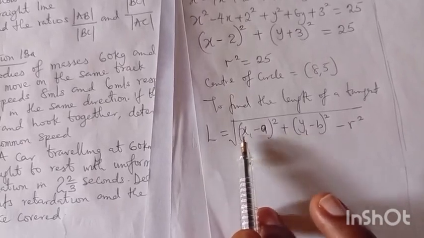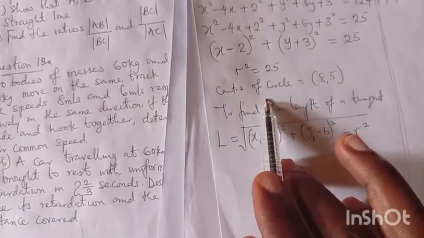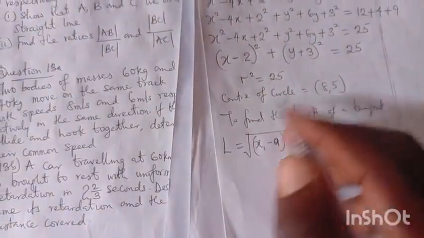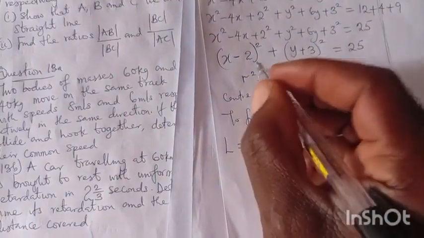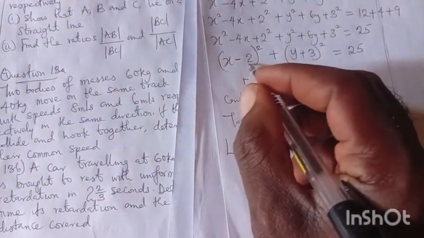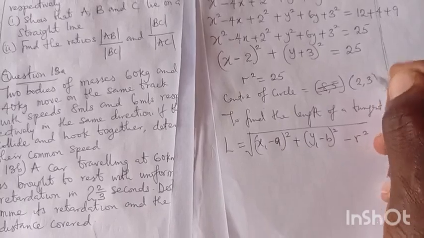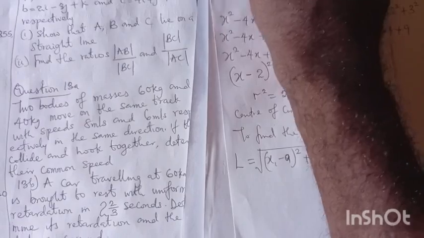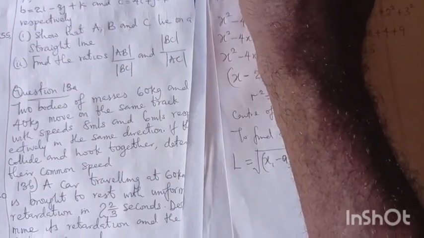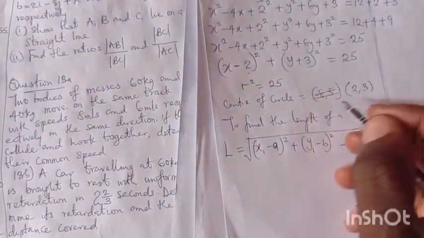The coordinate that you are given. Did I say center of circle? Let me take it again. This place is not the center of the circle. This is the given point, and our center of circle is 2, 3. Sorry for that. Let me just say this is the given point, because I wrote center the other time. That's why it confuses us. This is the given point, and this is our center.